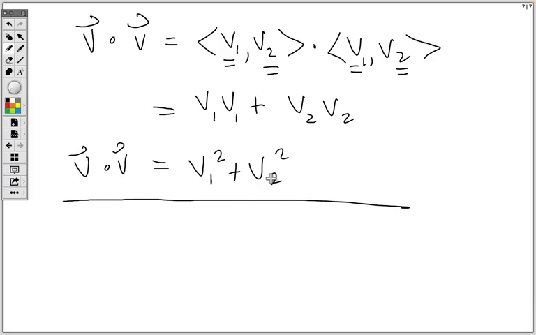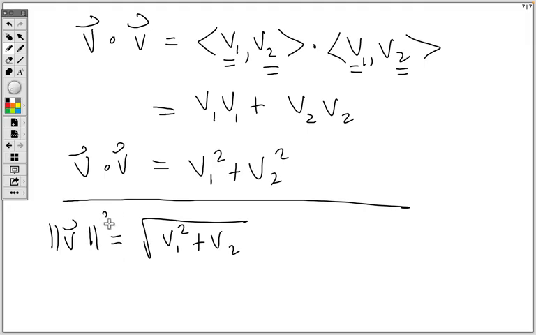So you square the components and add them up. Now that might sound a bit familiar because the magnitude of v is you square the components, add them together, and then take the square root. So we can see here that if I square both sides, this would equal the magnitude of v squared.